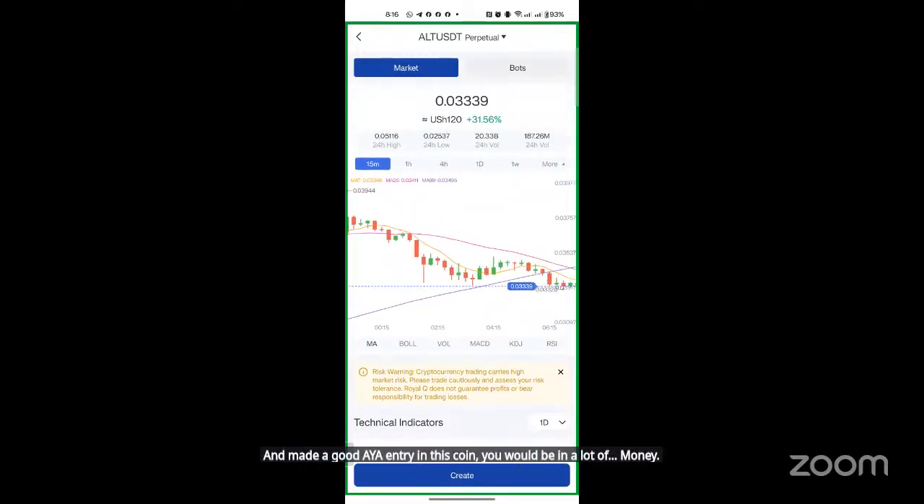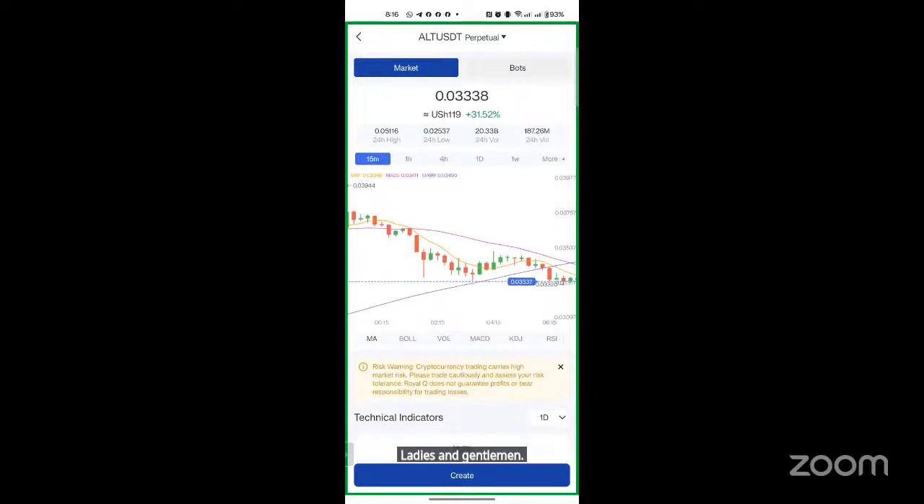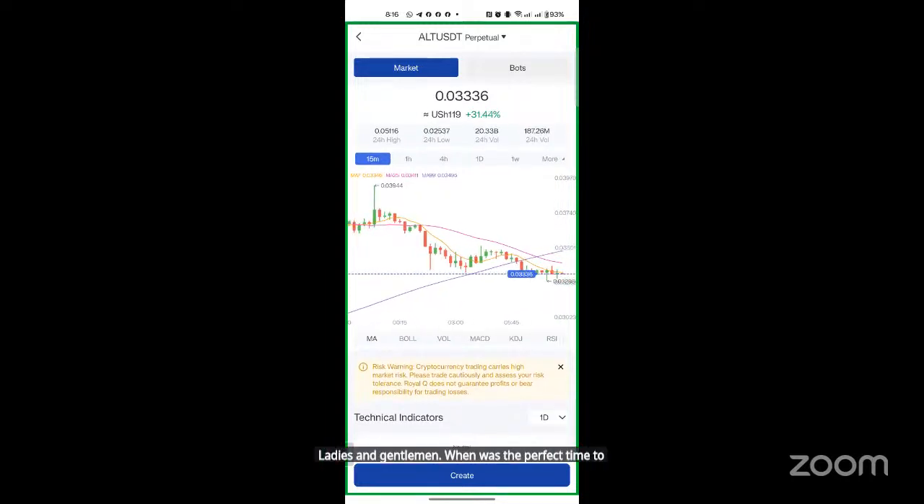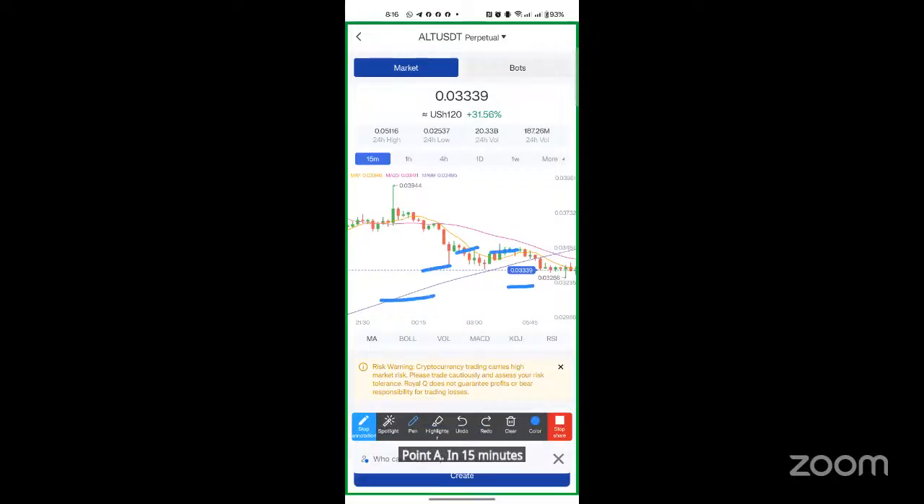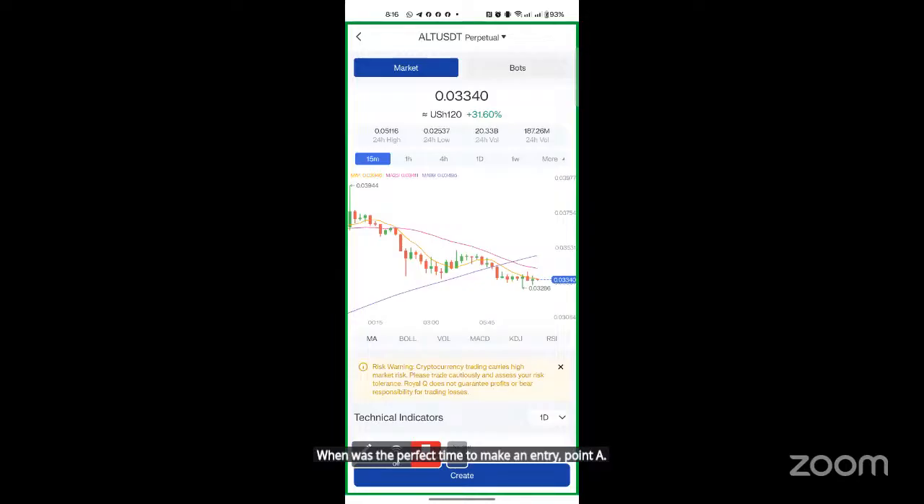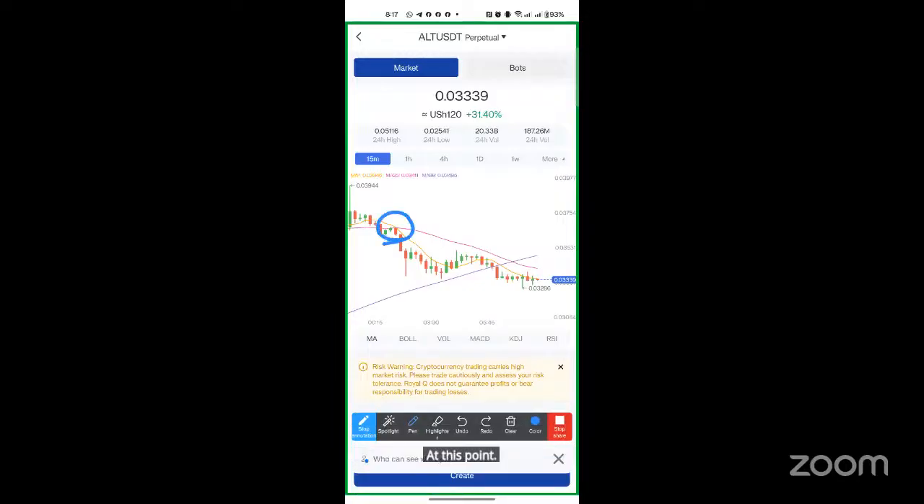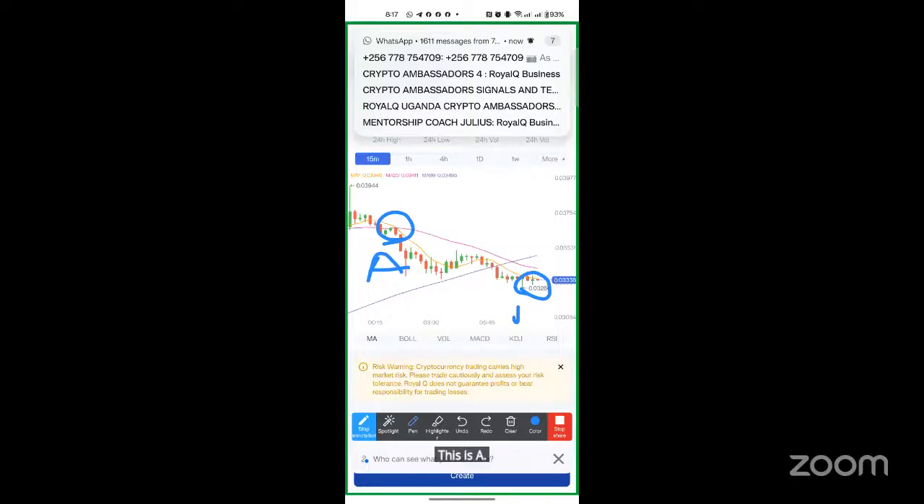Ladies and gentlemen, when was the perfect time to enter this coin? Point A. In 15 minutes, point A. When was the perfect time to make an entry? Point A. At this point or at this point? This is A. This is B. When was the right time to make an entry?